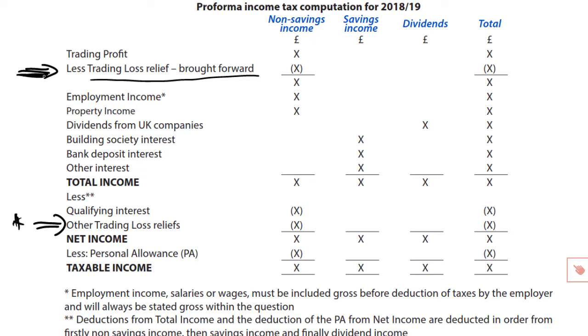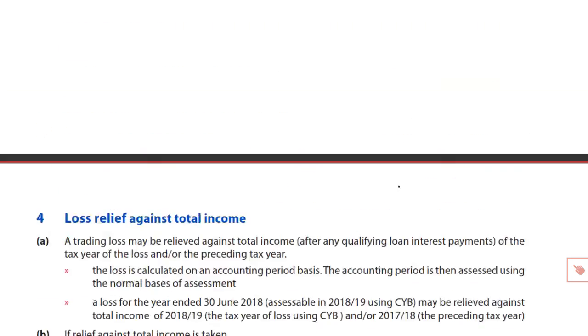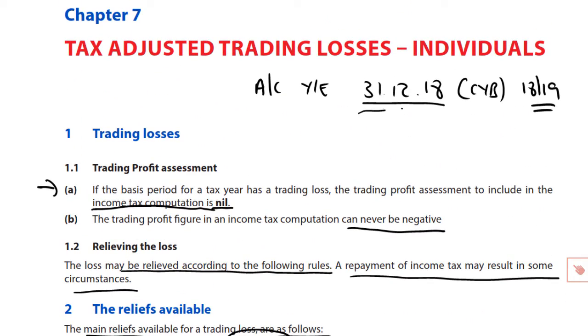But as we were just discussing a few minutes back, we have a more immediate relief that goes against total income. And that relief will apply in either the current tax year or the preceding tax year. The current tax year, that being the year of loss. We had an example, did we not, to illustrate the bases of assessment here, that if you had a year ended 31st of December 18, that would be assessed in 18-19, and if that was a loss figure, then you'd have a nil assessment for the 18-19 tax year.